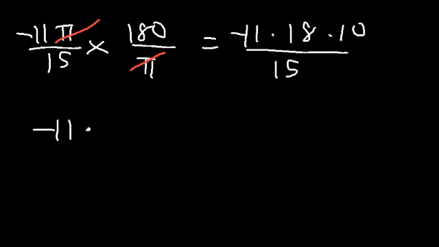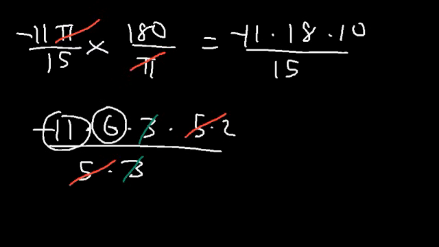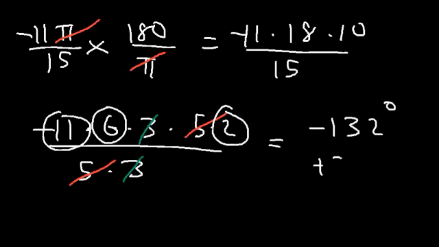And 18 is basically 6 times 3. 10 is 5 times 2. And 15 is basically 5 times 3. So we can cancel a 5, and we can cancel a 3. 11 times 6 is 66. 66 times 2 is 132, but this is negative 132. Now we need to find a positive coterminal angle. So let's add 360 to negative 132. So this is equal to 228 degrees.